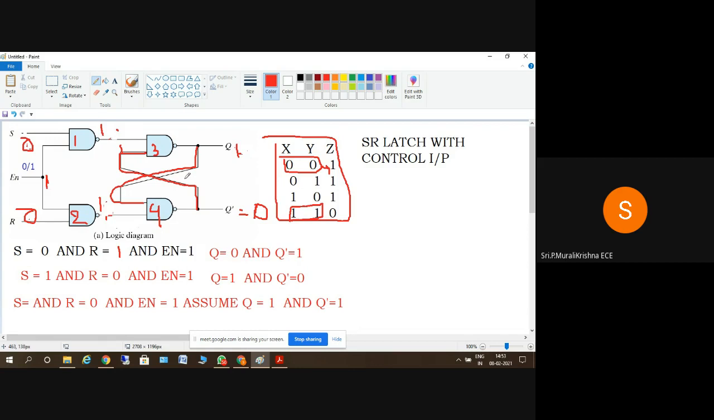You can check what we assumed here. We assumed the value of Q as 1, sorry, we assume the value of Q as 1 and Q bar as 0 here. So 1 is given to this gate here and Q bar is given to this gate here. So this is 1 0 and this is 1 1. What is the output of 1 1? 1 1 will be equal to 0. And what is the output of 1 0? It is equal to 1 here. So there is no change in the state when S is equal to 0 and R is equal to 0 and enable is equal to 1.